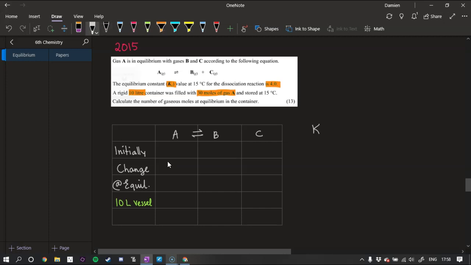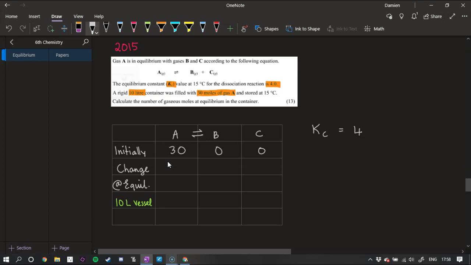So at the start, we know that Kc is already 4 or 4.0. Let's fill in our initial values. So our initial value is, well, 30 moles of gas A. That means we have 0 at B, 0 at C at the very, very start. Now we've got to work out our change. Now in this particular example, it doesn't tell us anything about the change, and it doesn't tell us anything about what was left in the container at equilibrium. So what we're going to have to do is use X.